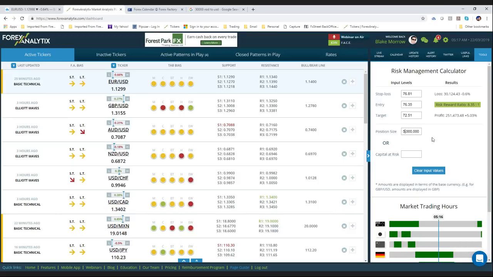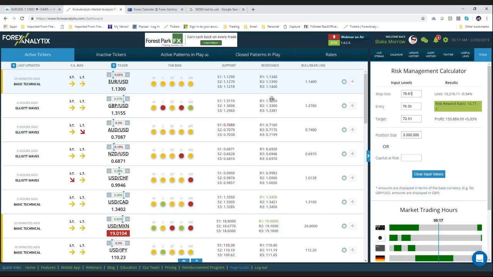Okay, today I took a couple million off, so now I've only got 3 million on, and so now I can see my risk reward has changed. I've adjusted my stops today to 61, and now I can see what my risk reward is.